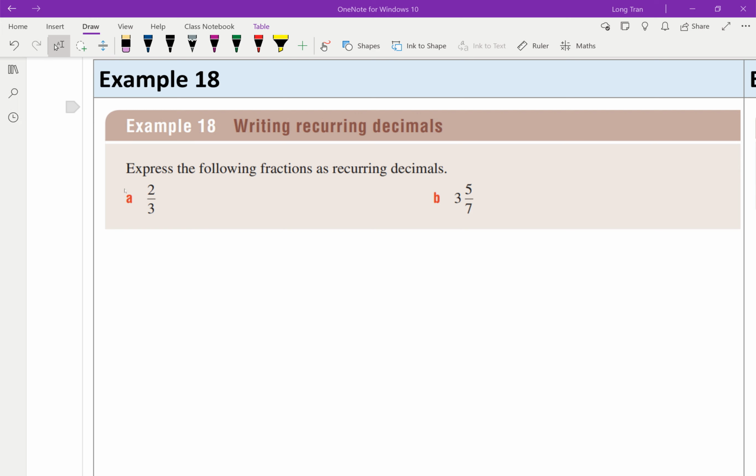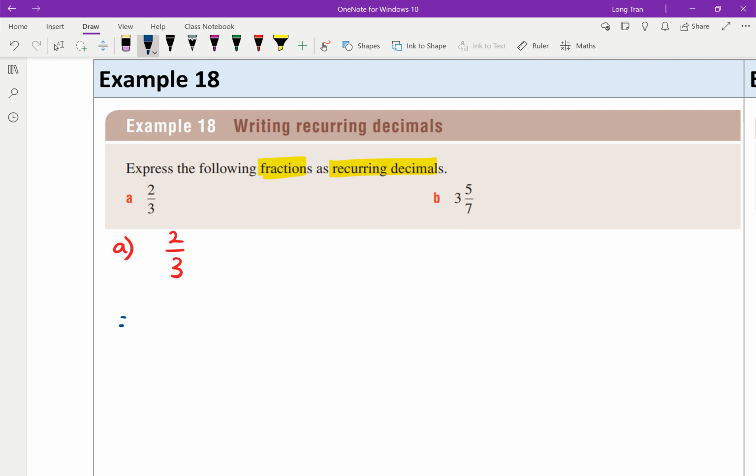All right, exercise 3F. We're going to be working with recurring decimals and terminating decimals. Let's start off. You want to express the following fractions as recurring decimals. So first thing you need to know, how do I convert a fraction, 2/3, into decimals? Last session I did show you how to do this.